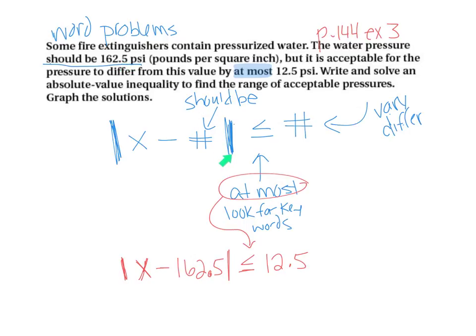Close the absolute value. Then we're looking for some key words, like no more than, less than, greater than, at most, something that'll give us our symbol, which is, in this case, at most is less than or equal to. And then our last number, it's going to say something about how much that number that it should be can vary or differ. So it says here, it's acceptable for the pressure to differ from this value by at most 12.5. So that's how much it can vary, 12.5, and that's what we put there. And then I do want you guys to notice this is a less than in this case. So it's an and statement.